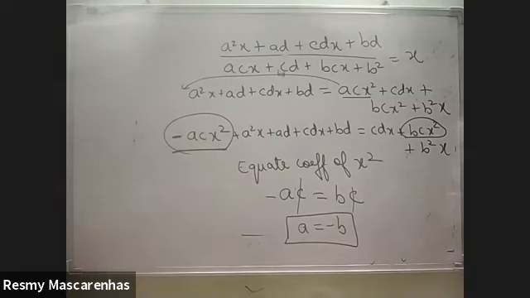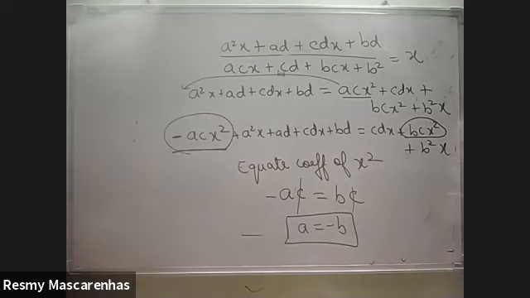Okay, so we have the relation between A and D. A is equal to minus B. The fourth one is the same as the first one. That I am leaving up to you all to solve.